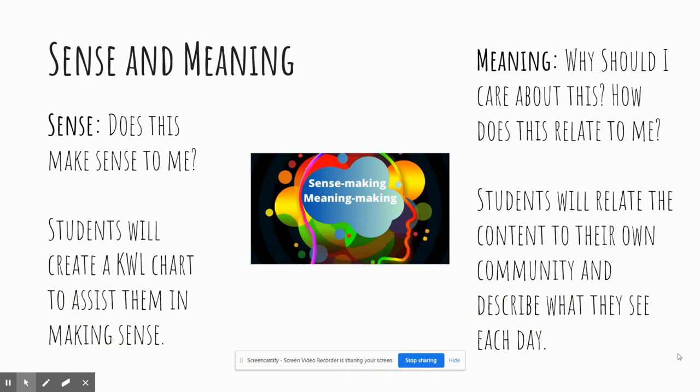The first part that goes with this lesson is sense and meaning. Sense means, does this make sense to me? So students will start with a KWL chart, which assists them in making sense because it helps to tap into their prior knowledge. And the meaning means, why should I care about this and how does it relate to me? Students will eventually have to relate this content to their own community so they can determine what kinds of landforms and bodies of water are found throughout Hackensack. And they will have to know what each part is so they can create their own model to explain to the class.